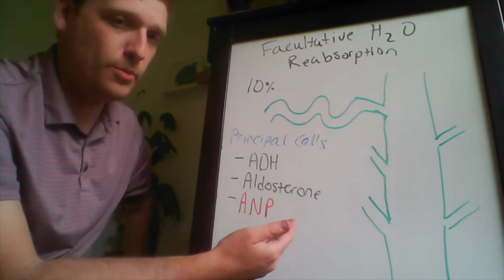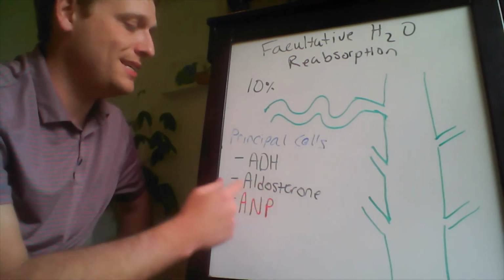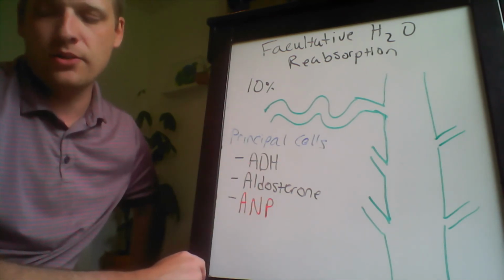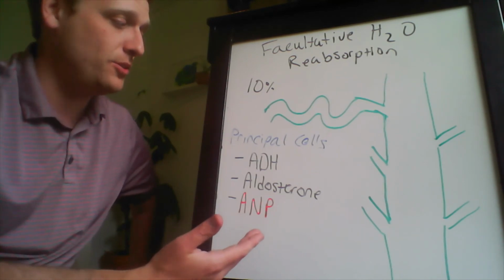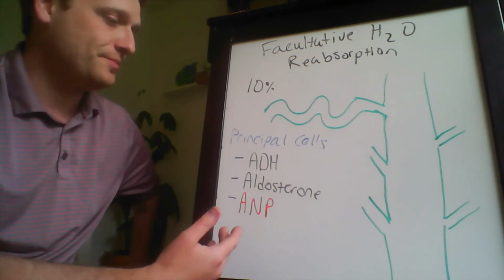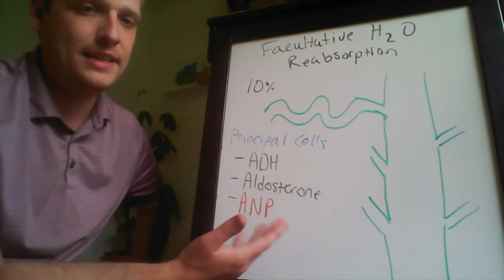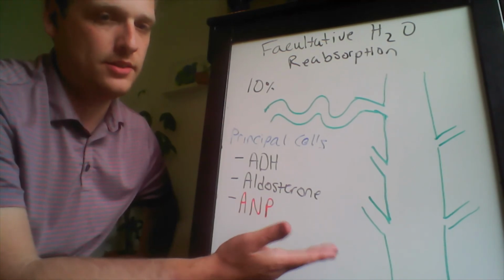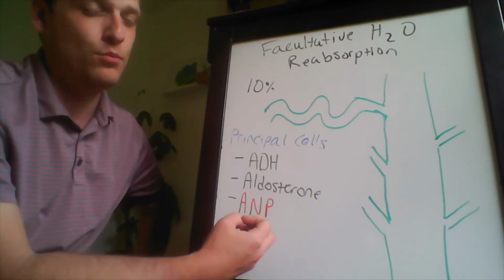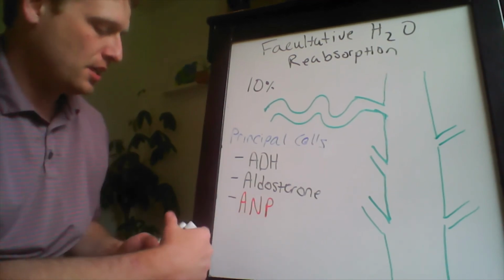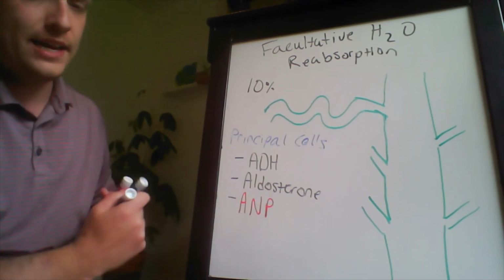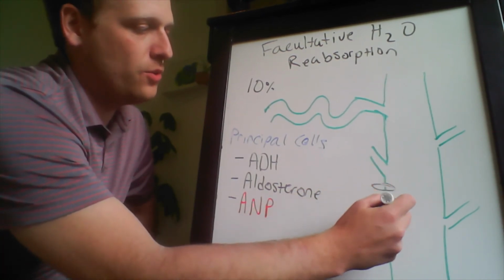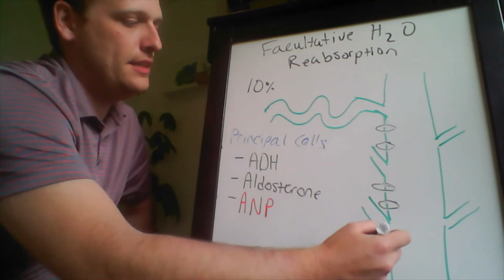And the first hormone that we'll talk about that they respond to is antidiuretic hormone. So ADH is going to be produced by the posterior pituitary gland. And as the name implies, antidiuretic means that it's going to prevent water loss to the urine. It's going to make urine more concentrated, less water. How ADH exerts its effect is by increasing the number of aquaporins in these principal cells.